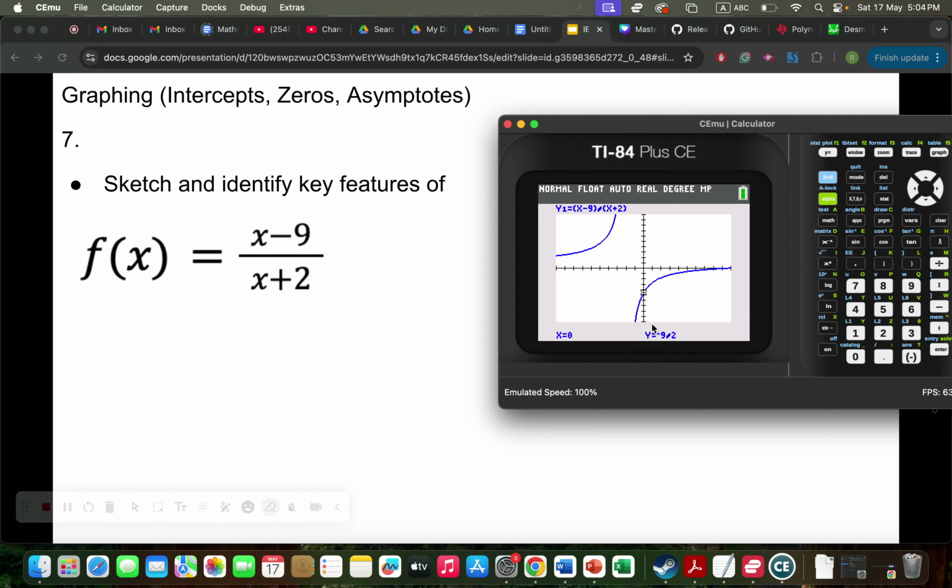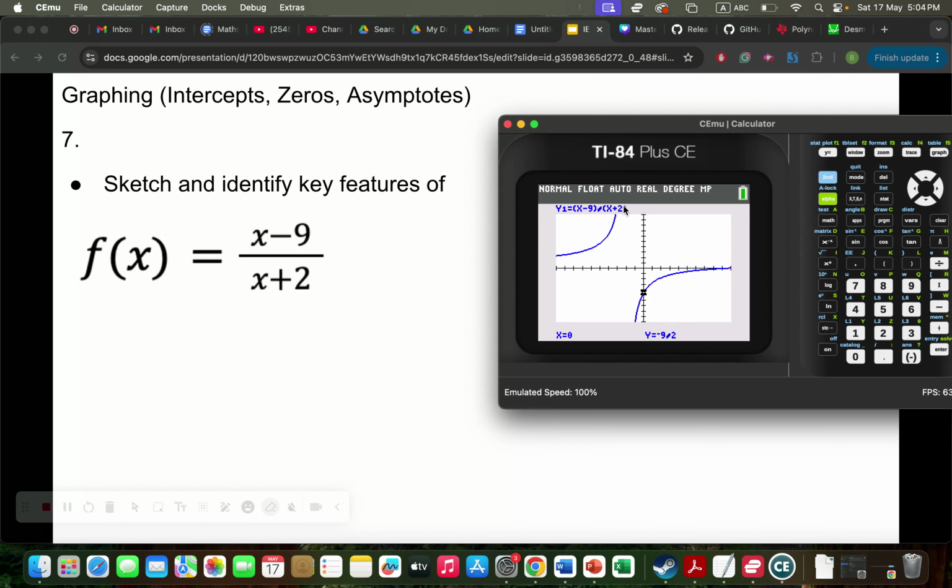Then you should get to see your y-intercept here, which is -9/2. Okay, so that's going to be your y-intercept. So that's how you find your x-intercept and your y-intercept. And now if you want to find your horizontal asymptote and the vertical asymptote.